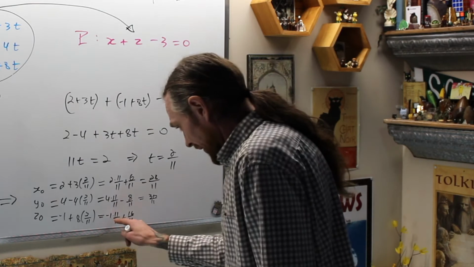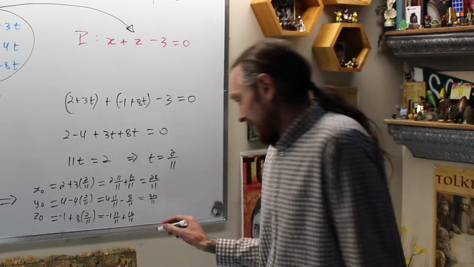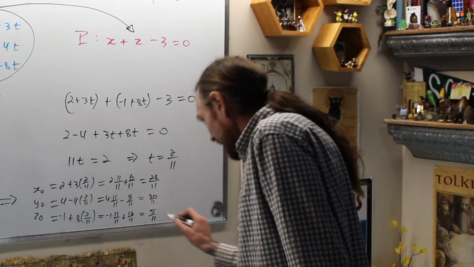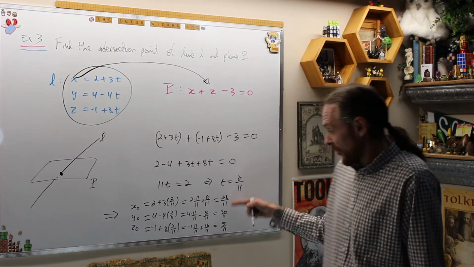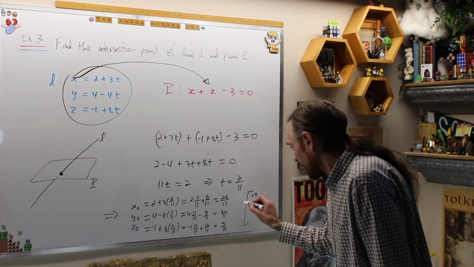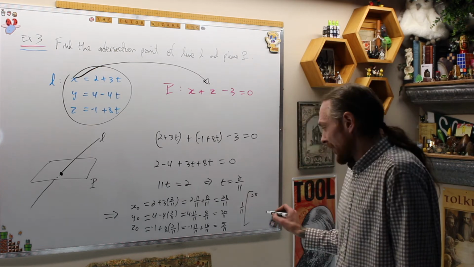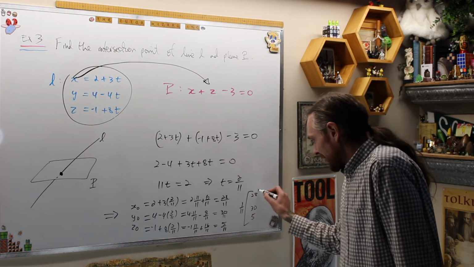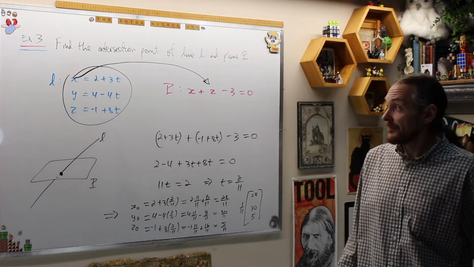Yes. And then this one is going to be what? 16 minus 11, which will be 5 over 11. This is the point of intersection. So our unique point is, or we could write it as, 1 over 11 times (28, 36, 5). That's the point of intersection.